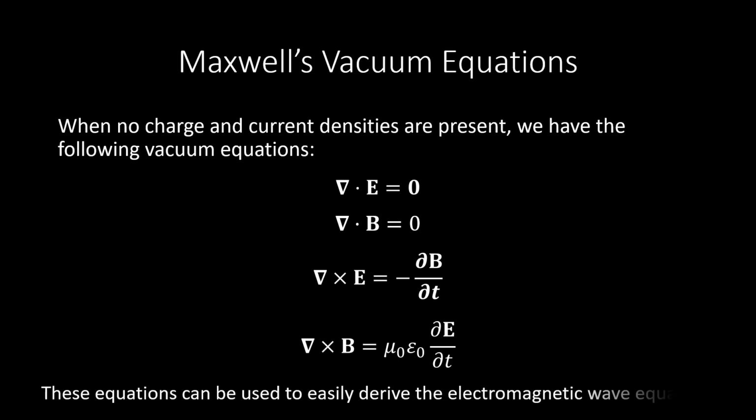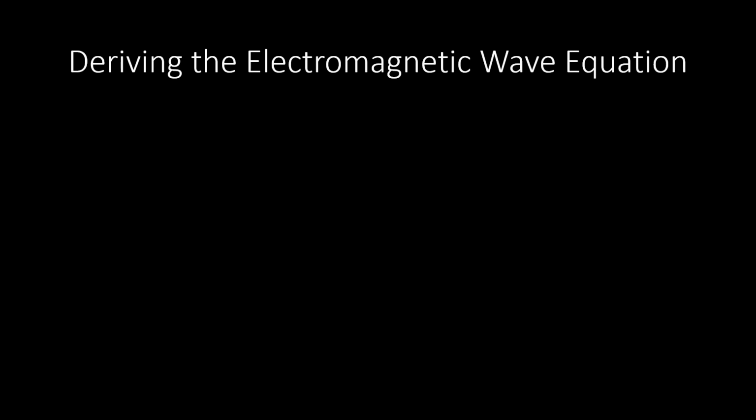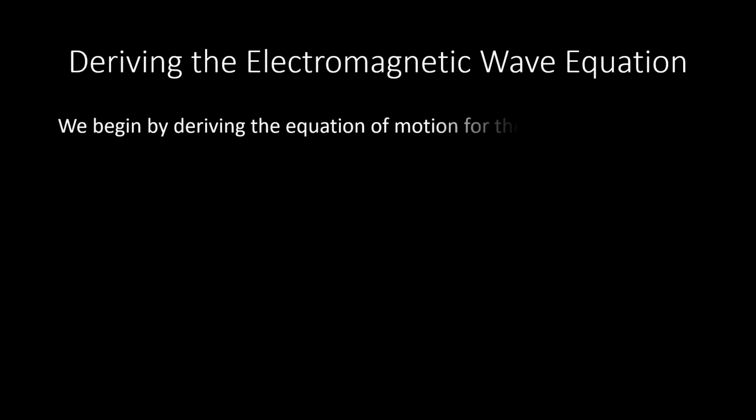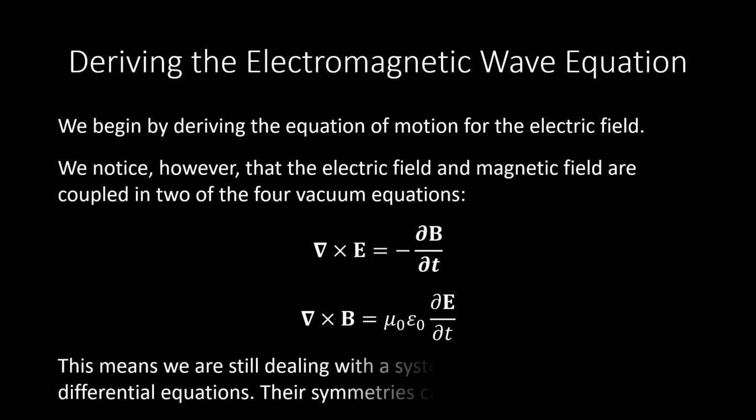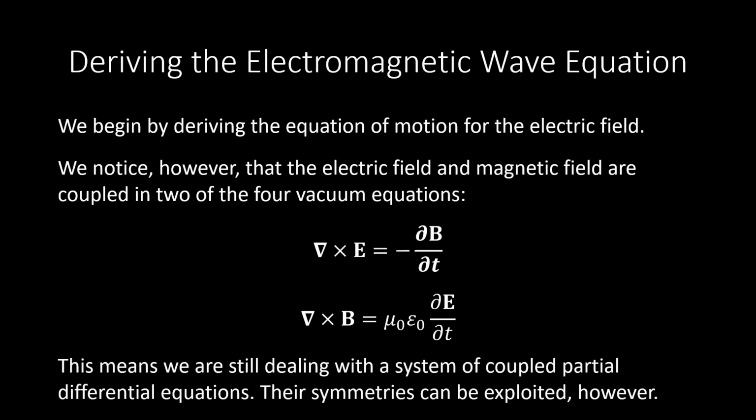These equations can then be used to easily derive the electromagnetic wave equation for a vacuum. We begin by deriving the equation of motion for the electric field. We notice, however, that the electric and magnetic fields are coupled in two of the four vacuum equations, namely the third and fourth ones we discussed prior. Due to the nature of curl as opposed to divergence, we're still left with a system of coupled partial differential equations. Their symmetries can and will be exploited, however.